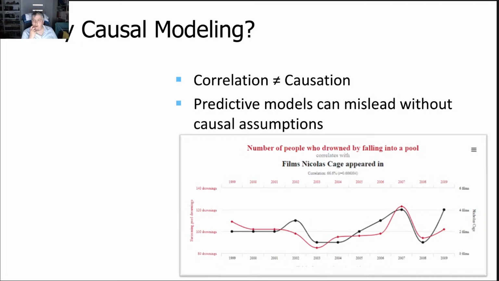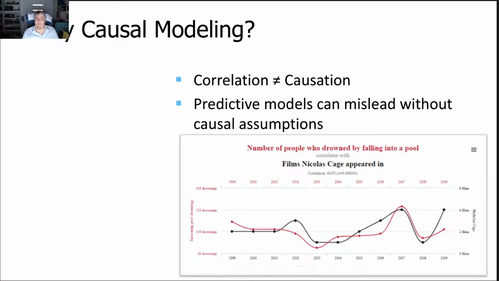And generally, let's start with the main question: why do we really want to do some causal modeling? It comes from the general idea that we rely on data to make some predictions, but those predictions don't tell us what will happen if we take an action.